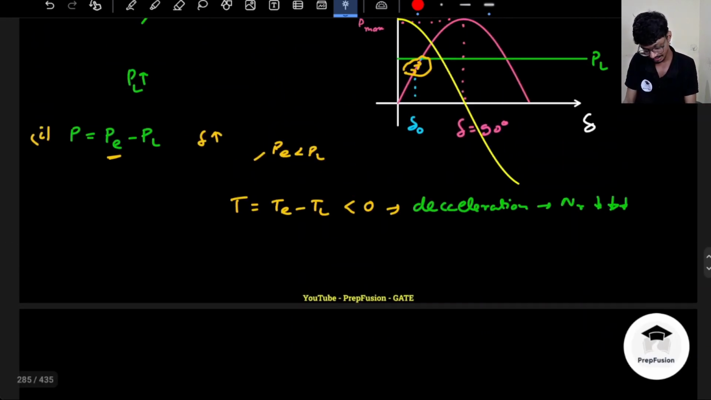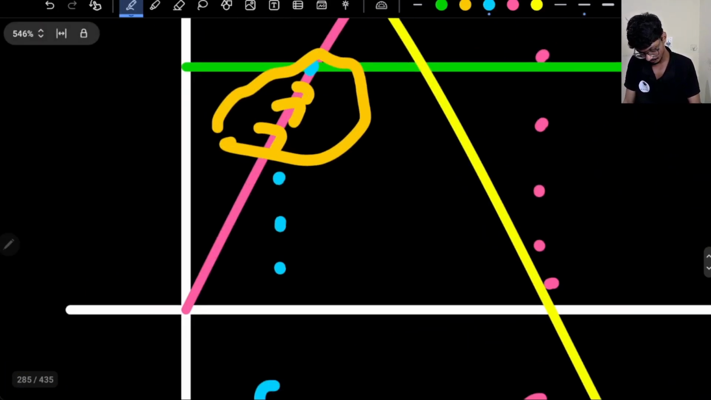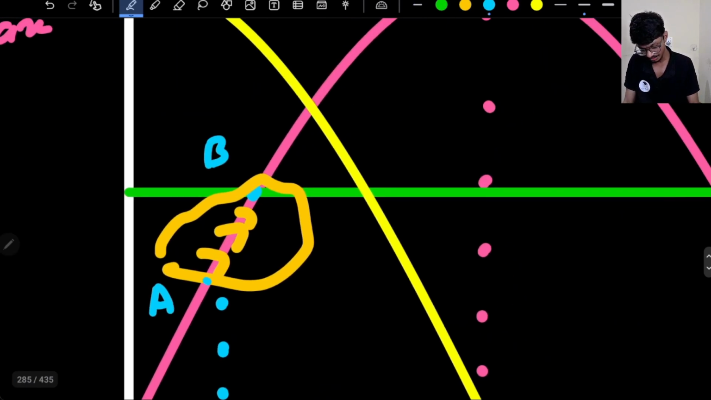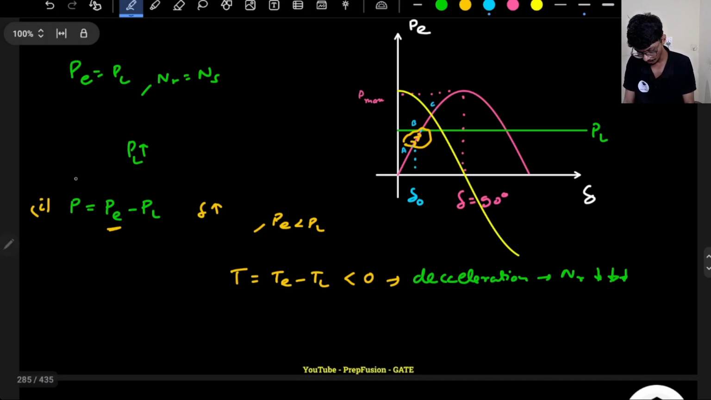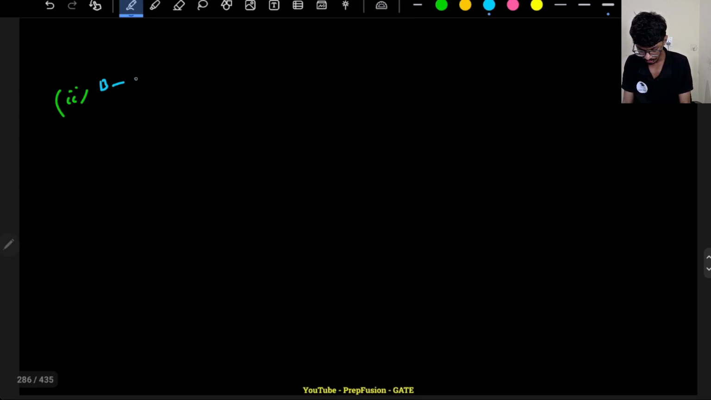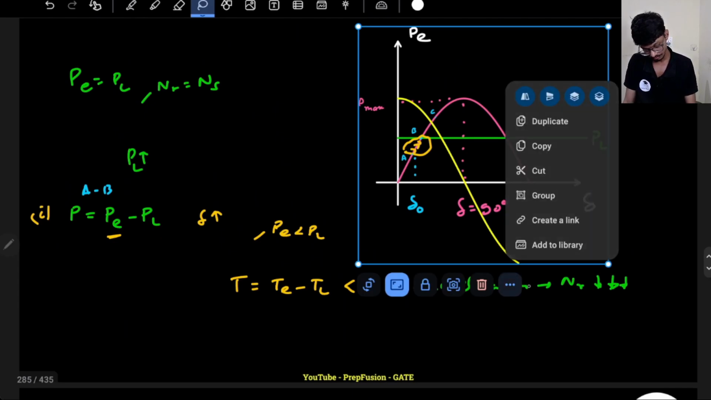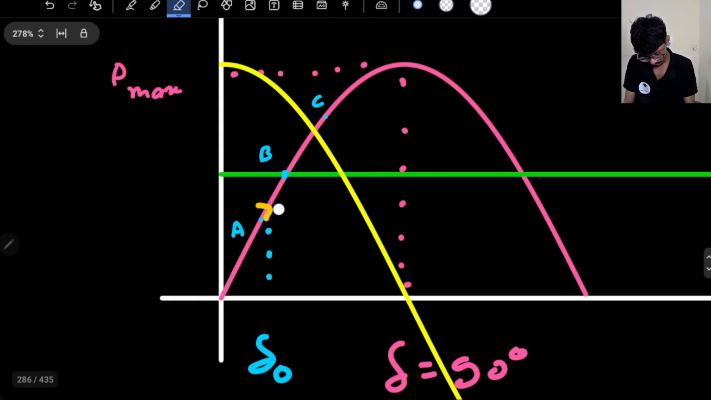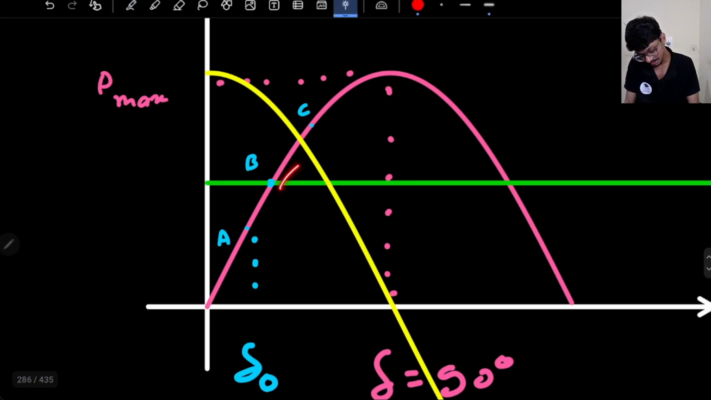So in case 2, let me mark the points. Let's say this is point A, this point B, and some other point C. I will explain about this point. I have discussed point A to B. Now let's discuss point B to C. From point B to C, what do I notice is delta will still keep on increasing.